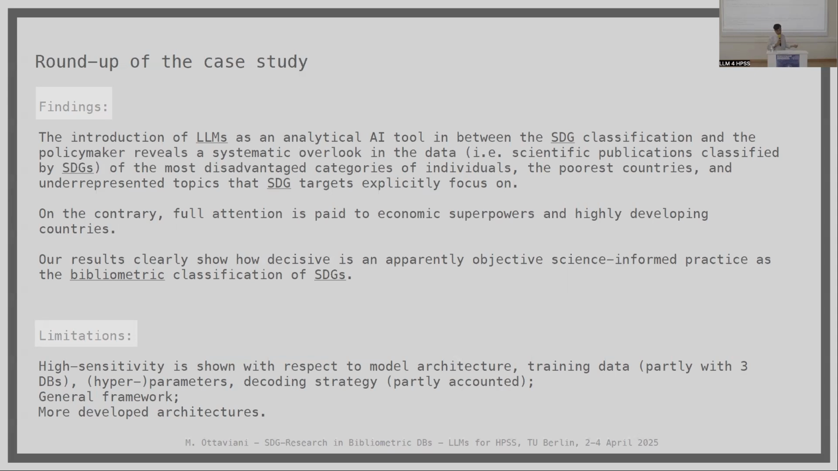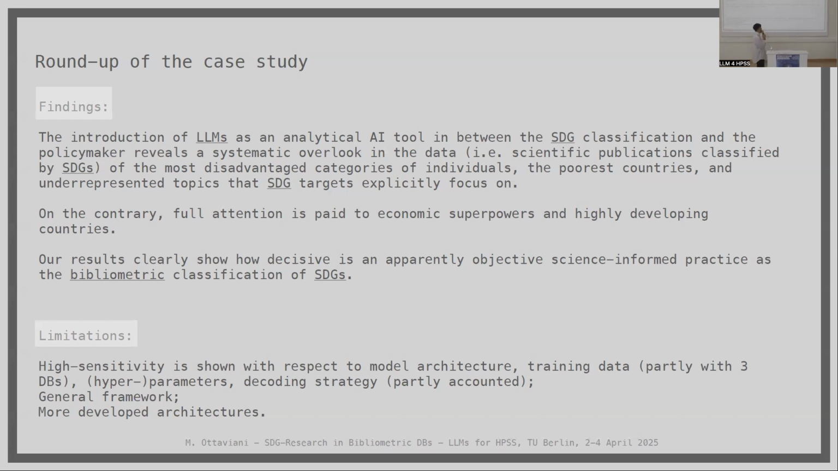And of course, there are many limitations that might be considered in this, starting from the fact that it's a very general framework. So it might be that in very specific applied cases something changes, but I'm also not super sure about that. We have a high sensitivity in general with LLMs, in particular to the training data.